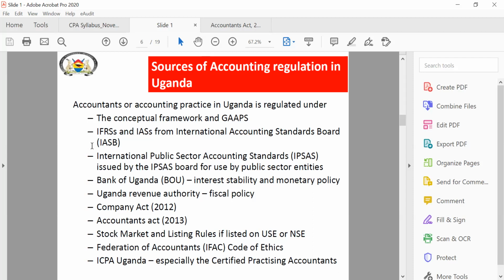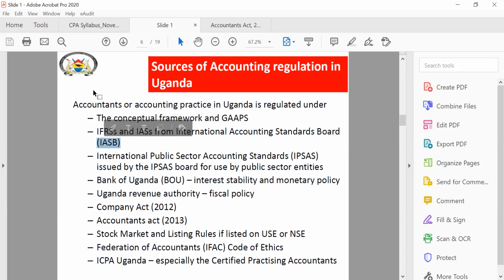Okay. The International Public Sector Accounting Standards Board, IPSAS. Now, IPSAS relates to the public sector, government. Okay, government and other public sector entities governed by the IPSAS board. Then we have the IFRS. IFRS is International Financial Reporting Standards. And then we have IASs from the International Accounting Standards Board.